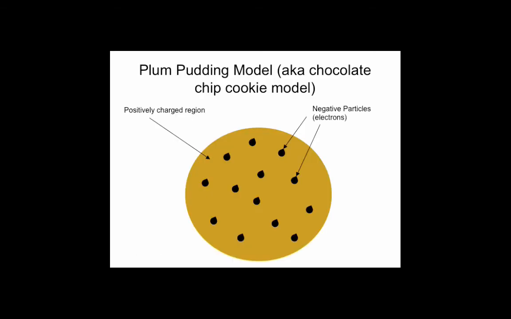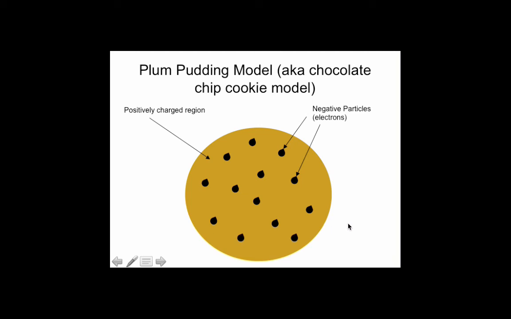In about 1897, J.J. Thomson, an English scientist, looked at this experiment carefully and came up with this idea of the atom looking kind of like plum pudding. Now, plum pudding is an English dessert that's a cake that has raisins or currants in it. So he claimed that the atom was like a plum pudding with a positively charged region or cake with negative particles like raisins stuck in it.